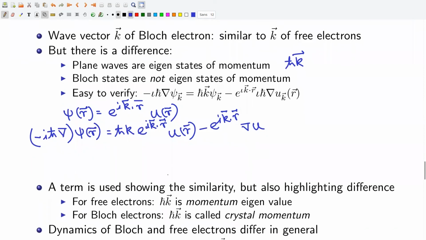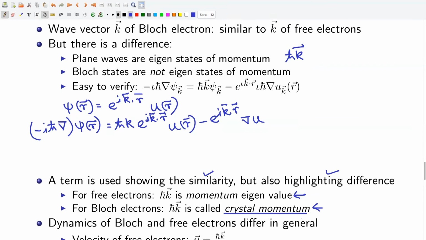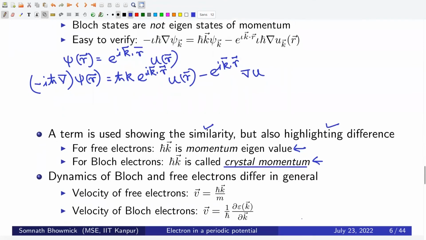Now, a term is used showing the similarity but also highlighting the difference. For free electrons, we know that h bar k is the momentum eigenvalue. For Bloch electrons, h bar k is not the momentum eigenvalue, but we use a term which sounds similar, and that term is the crystal momentum. We will see later that dynamics of Bloch and free electrons differ in general.